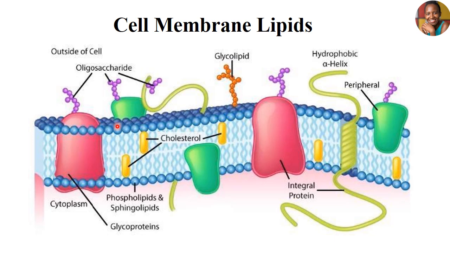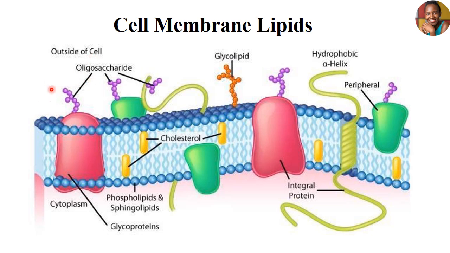So the head is stated to be hydrophilic, meaning it can interact with water, so it can face the cytoplasm side. And then we have the hydrophobic side, that is the tail, which can't interact with water, and for that reason it faces away from the cytoplasmic area.